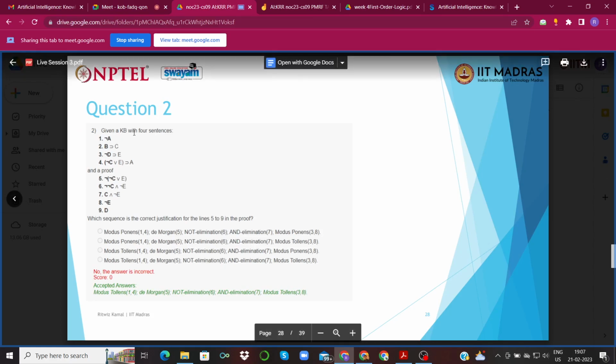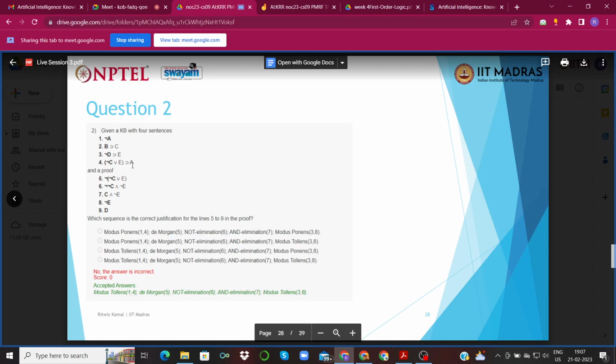So we are given a knowledge base with four sentences. Okay. We are given not A. We are given B implies C. We are given not D implies E, and not C or E implies A. And we are given a proof. Okay, so let's see how this proof follows basically. So 5 basically comes from this fourth option, right?